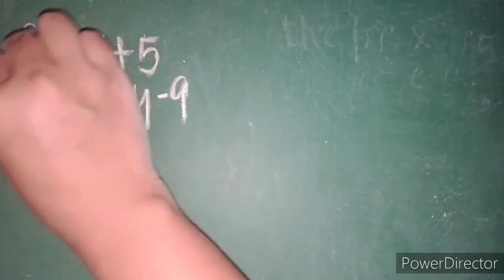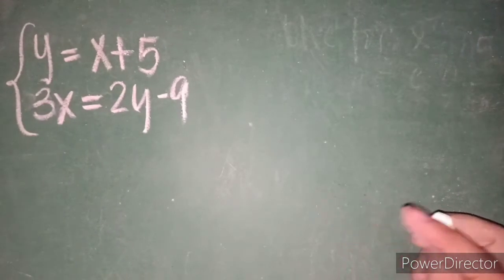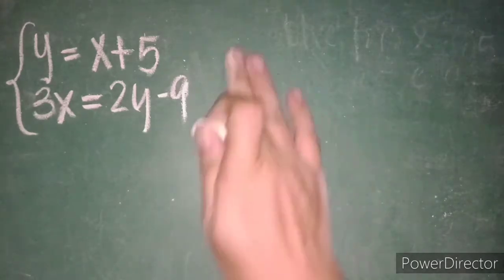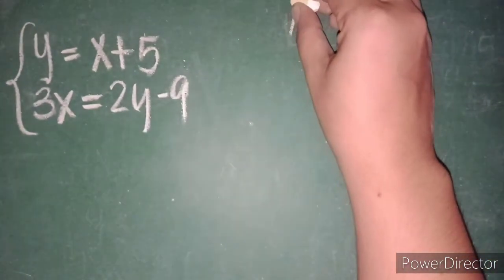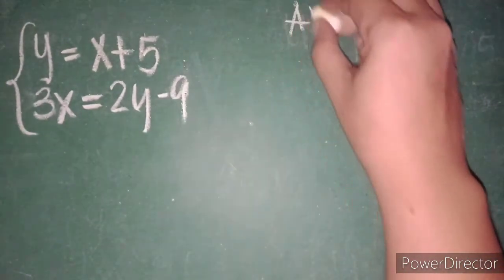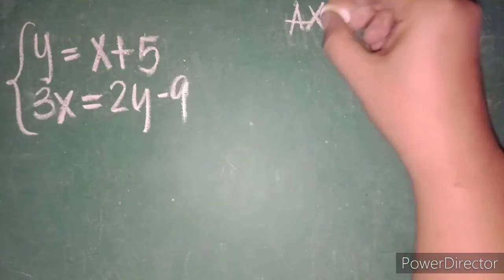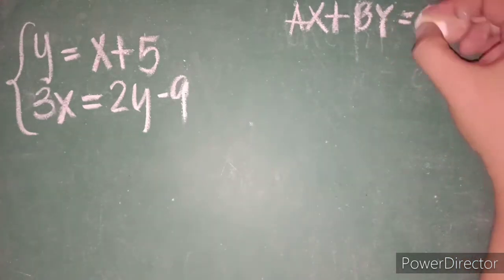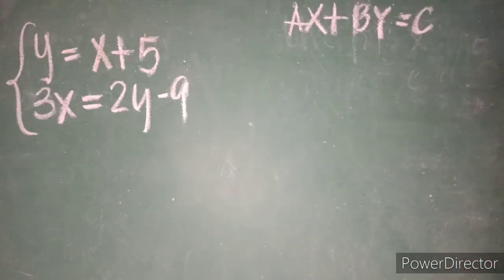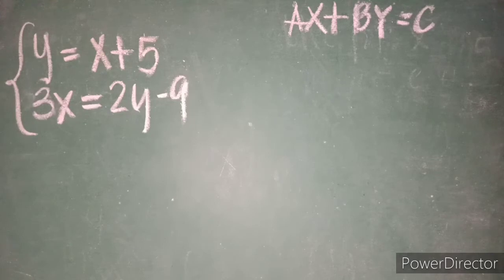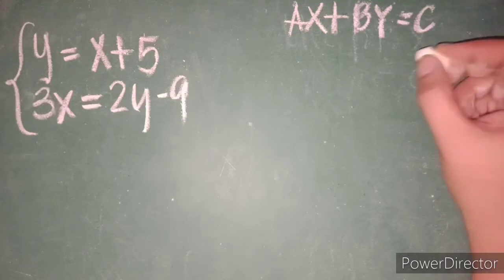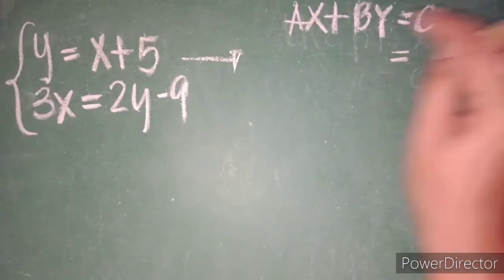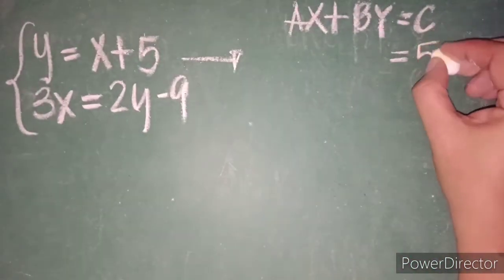Okay, next example. So, what if ganito yung equation natin? Okay? So, y equals x plus 5 and 3x equals 2y minus 9. Okay, so dapat pag nag-solve tayo ng system of linear equation, kailangan naka-standard form ang mga equation natin. Okay, so i-change natin yung dalawang equation into standard form. Okay, change natin sa standard form ang y equals x plus 5. And then, equals yung constant na 5.